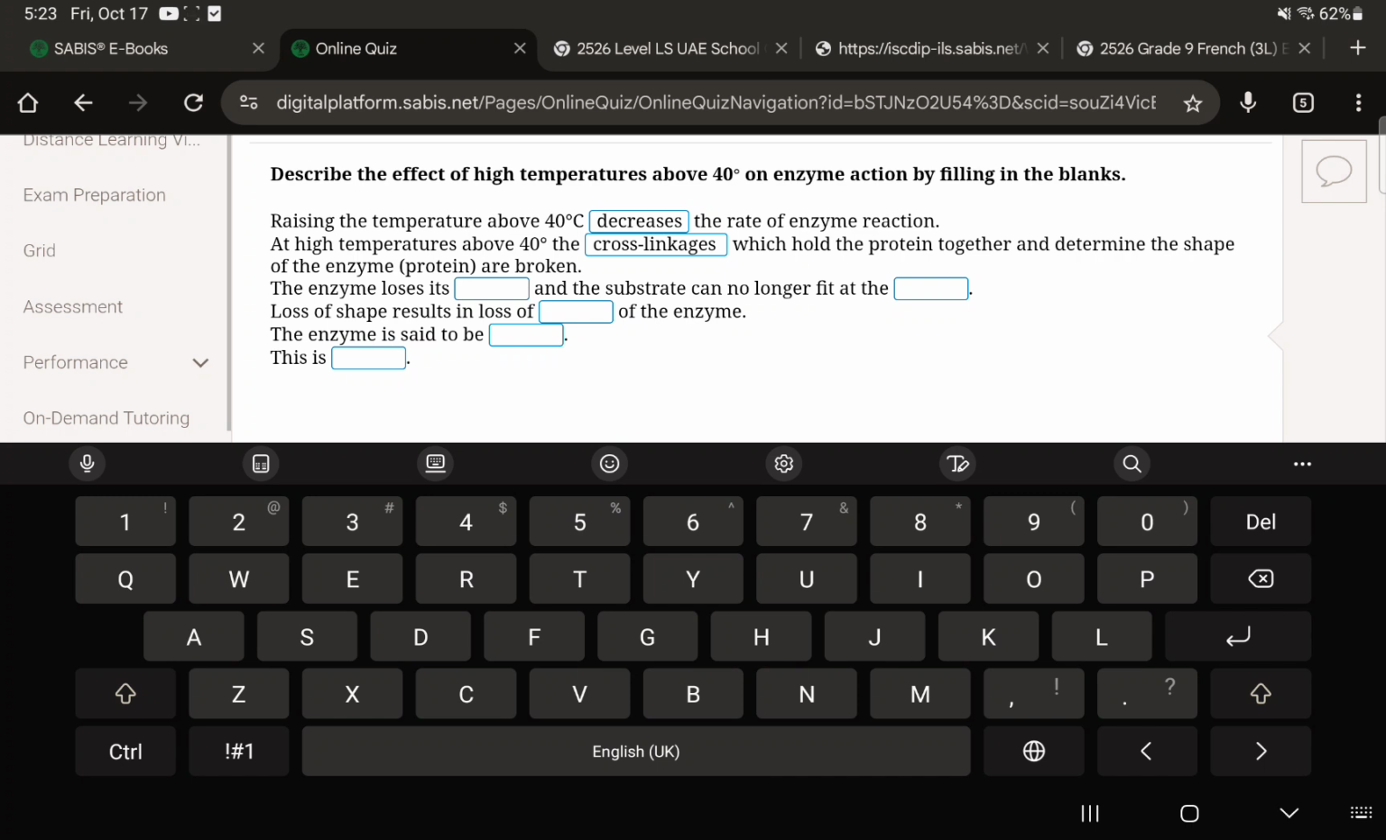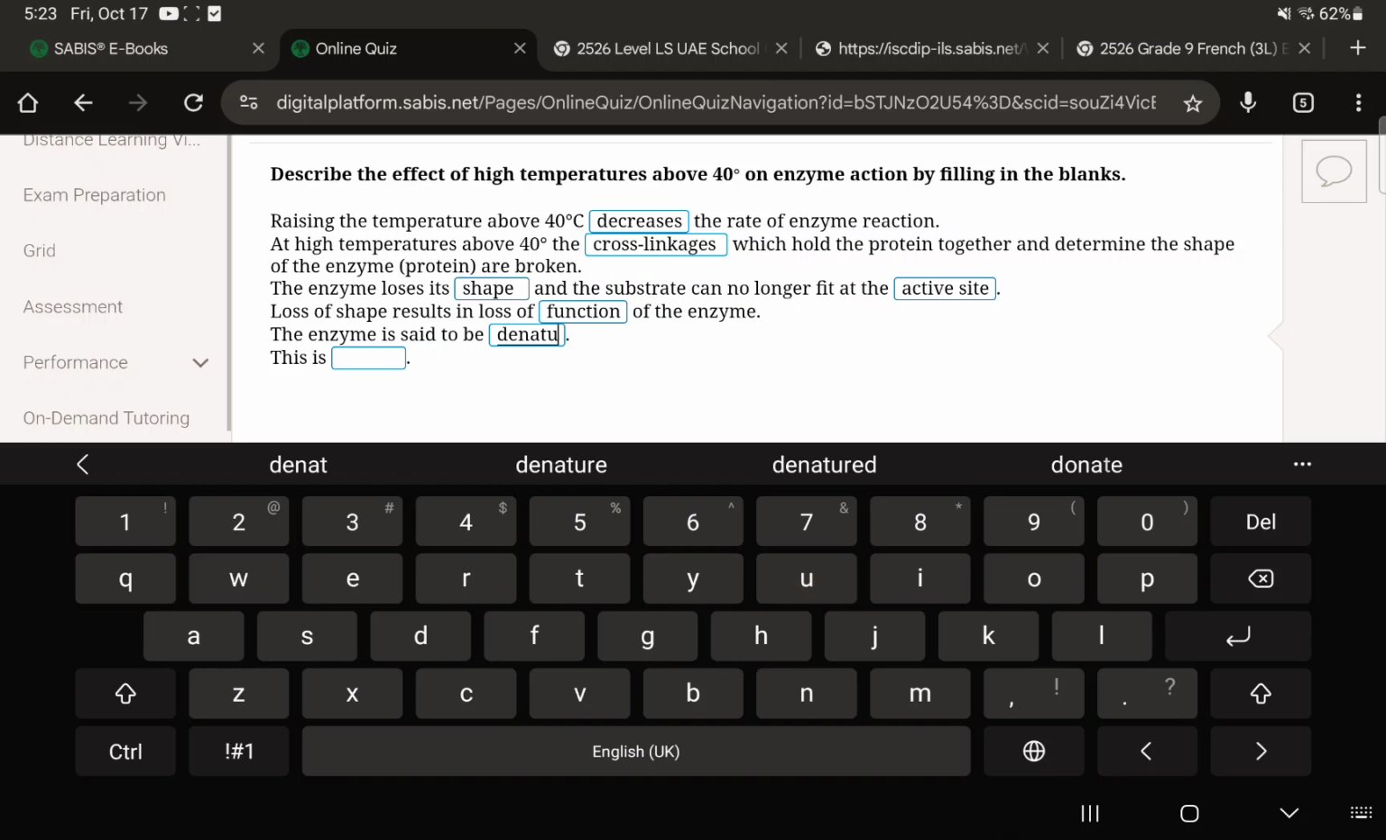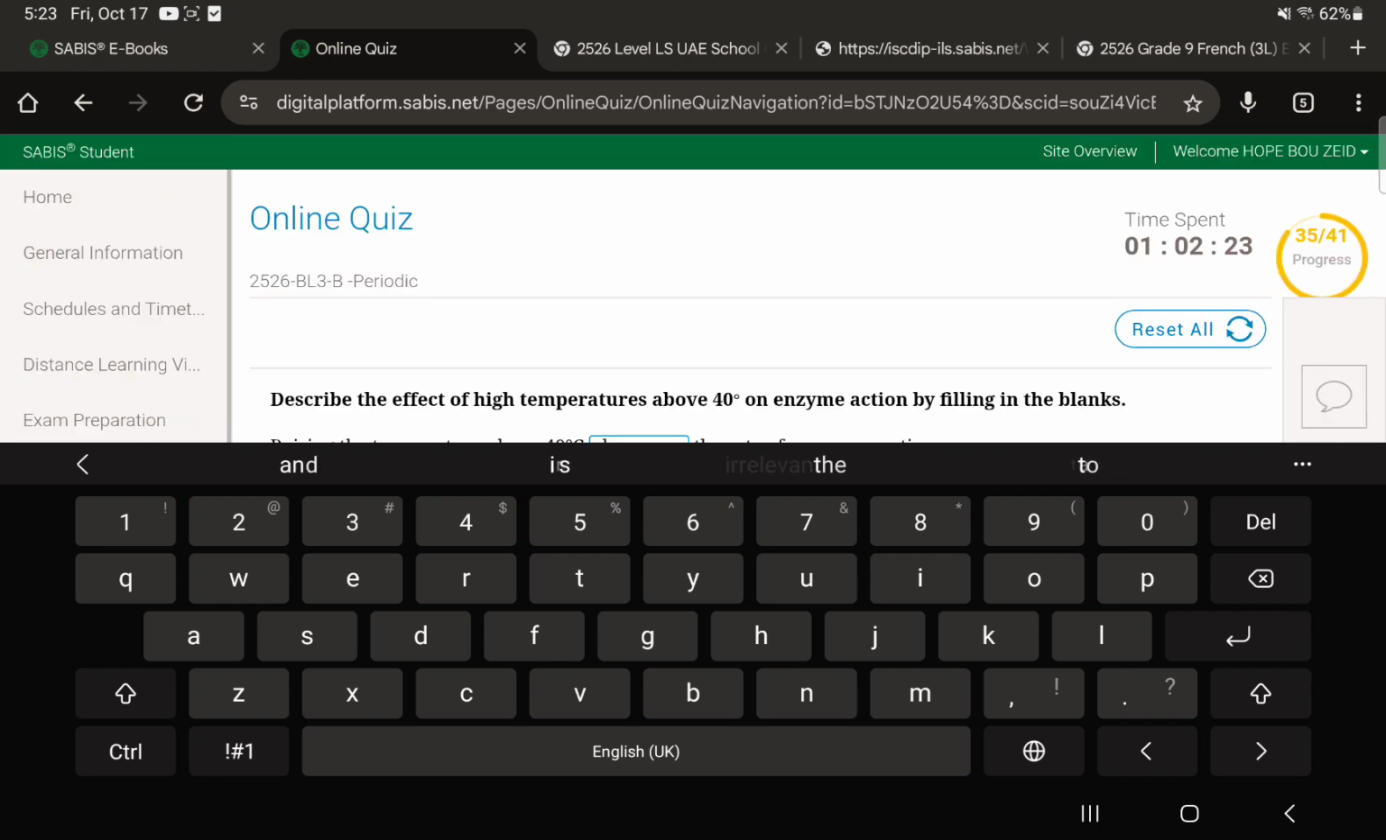Exactly, its shape. And the substrate can no longer fit at the active site. Loss of shape results in loss of function of the enzyme. The enzyme is said to be denatured. This is irreversible.